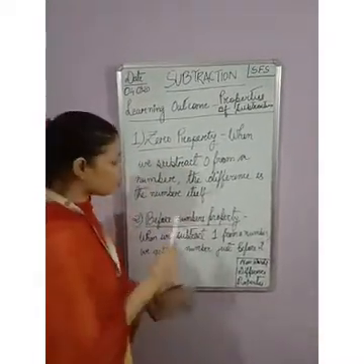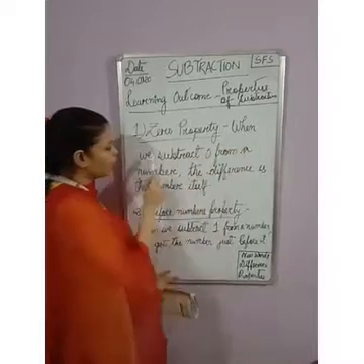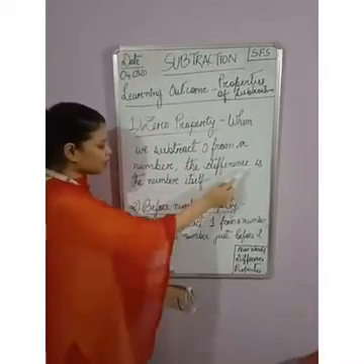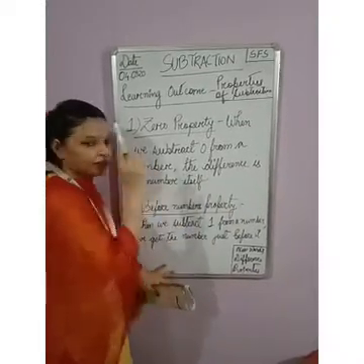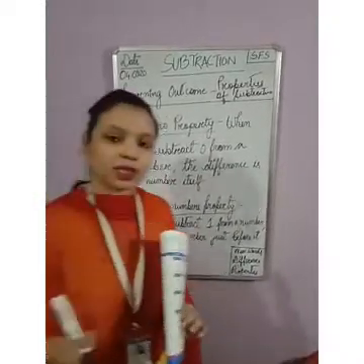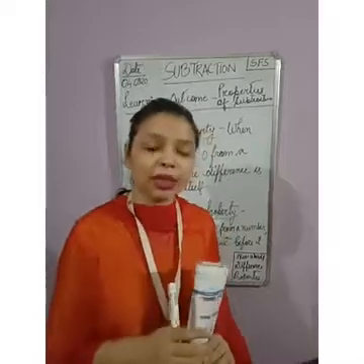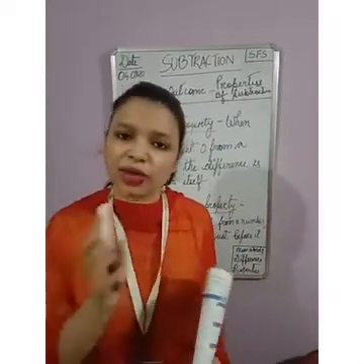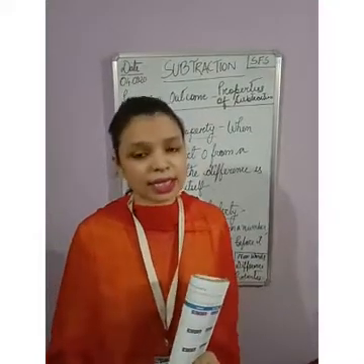So what is the zero property here? When we subtract 0 from a number, the difference is the number itself. So if you subtract 0 from any number, we get the same answer. Just like addition, if we add 0 with any number, we are getting the same answer.